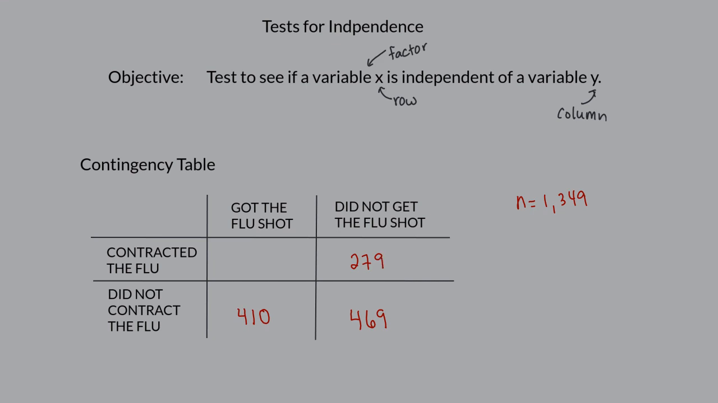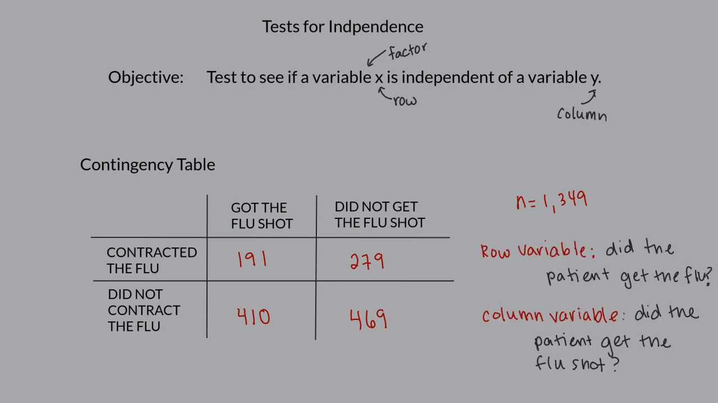279 of these volunteers contracted the flu and they did not get the flu shot. And for our last cell, we find that 191 of them contracted the flu, even though they got the flu shot. So again, our row variable here is whether or not the patient got the flu, and our column variable is whether or not they got the flu shot. We call our sample size here the grand total, and in order to find the grand total, we add up all of the cells in the table. So each of those four numbers added up together came from our sample size of 1,349.